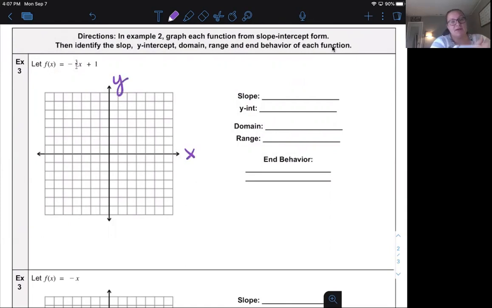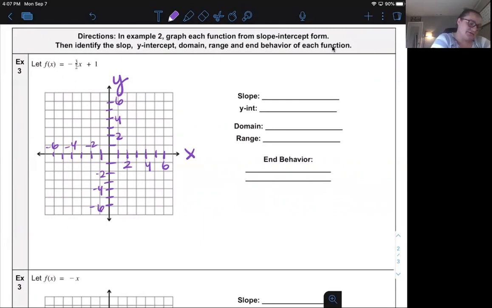So get your X and Y axes labeled. We want all of our dashes. And then you want to label every other number on your scale. So I'm just going to label the evens. And there we go. So this is how you graph using slope-intercept form.